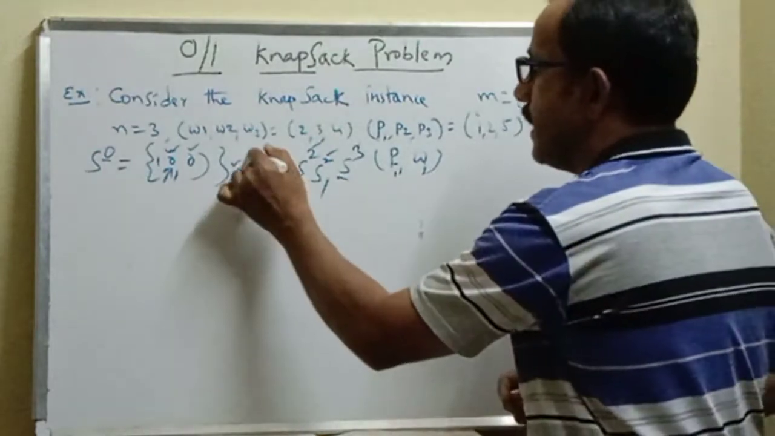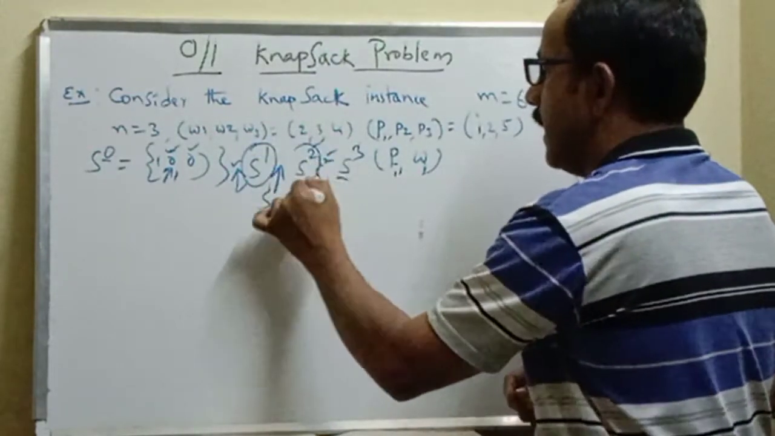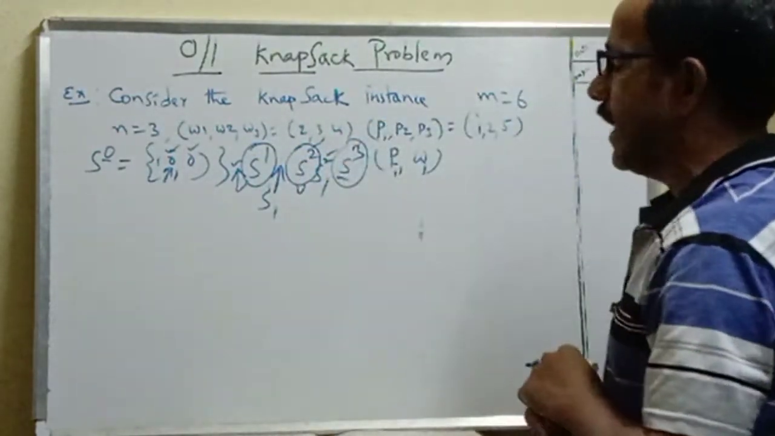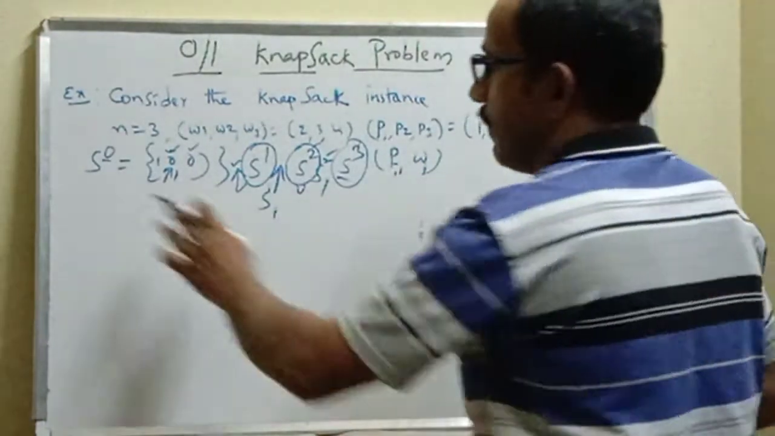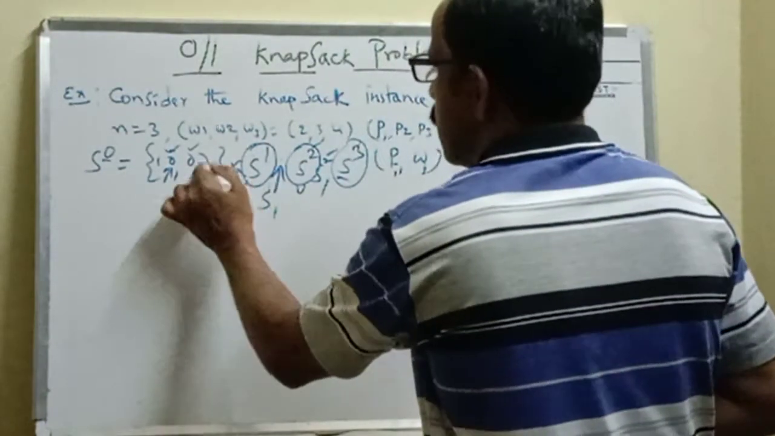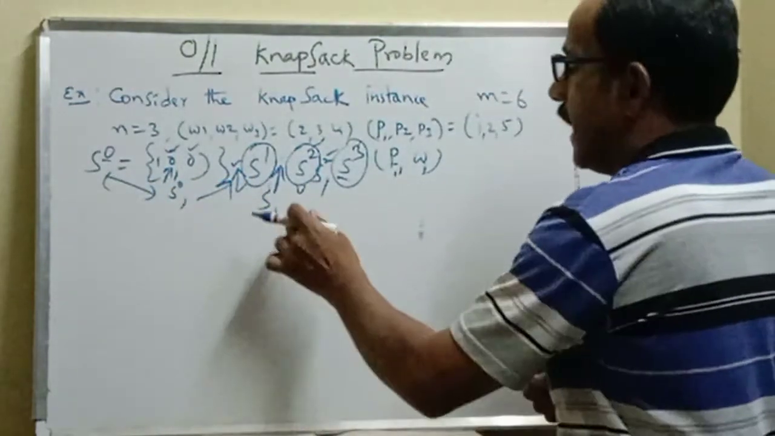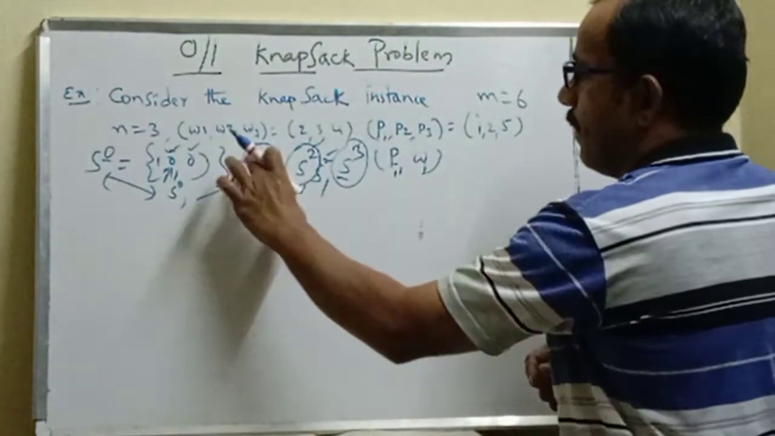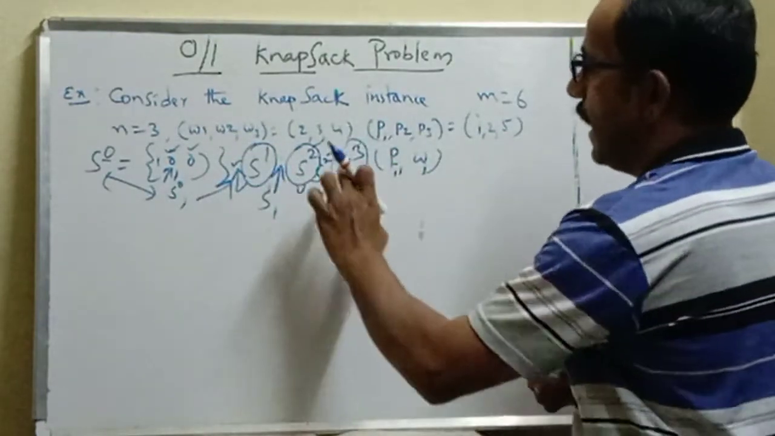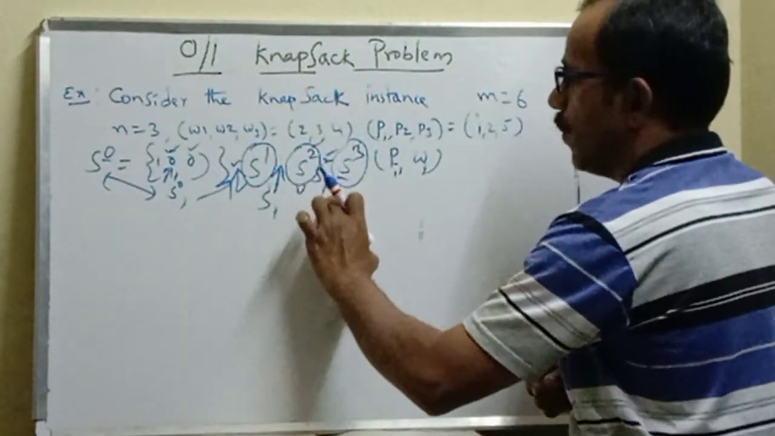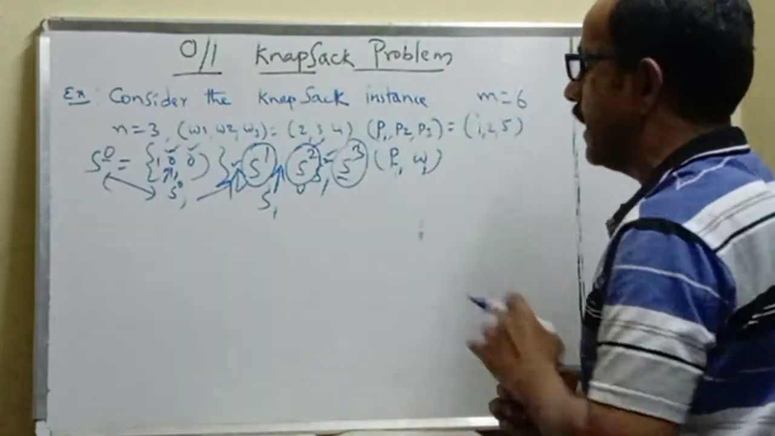Our ultimate target is calculating S1, S2, S3, but directly you cannot get S1, S2, S3 from S0. So first calculate S01 and combine these two for obtaining S1, calculate S11 from this and combine these two for obtaining S2, and again calculate the intermediate result S21 and combine S2 and S21 for getting S3.